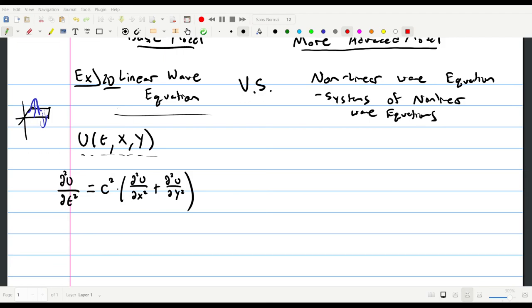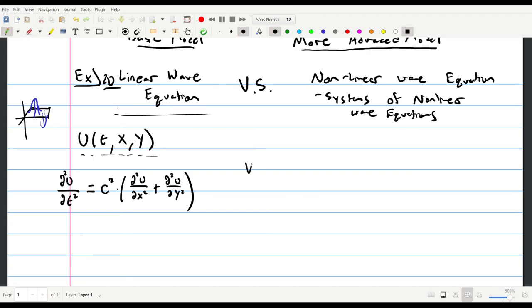So believe it or not, this is actually one of the more basic models, even though solving it requires a substantial amount of mathematics. The linear wave equation is not typically the best model to use, and there are many more advanced non-linear wave equations that are better suited to model reality.